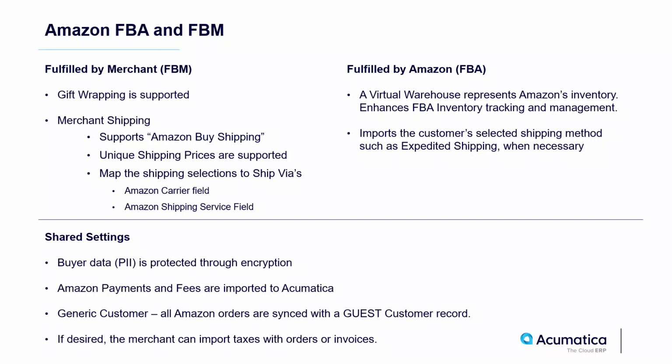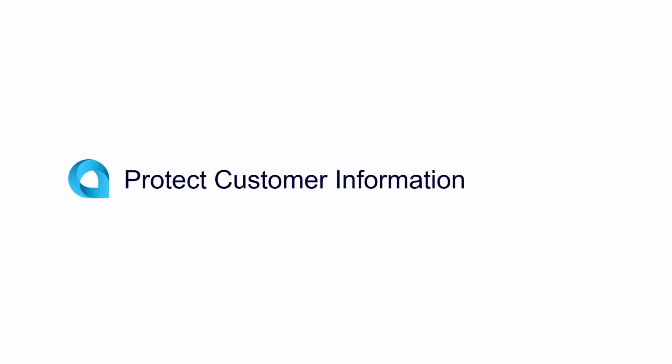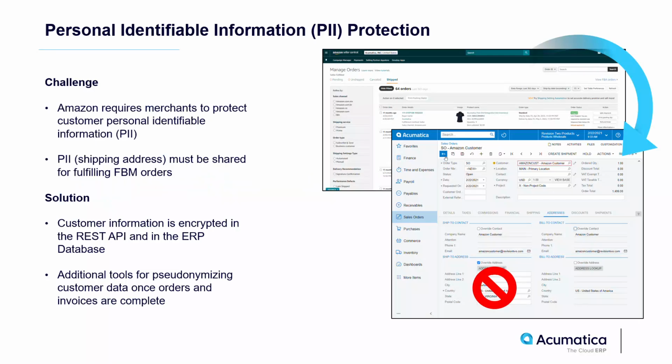Now let's go into detail about protecting customer information. So Amazon's really strict about making sure that their merchants don't store and hold on to customer information. If you're selling FBM items, obviously shipping information is going to come into your system, which is going to give you access to what's called PII, or personal identifiable information. And Amazon only wants you to hold on to that information so that you can print the label and ship the item, ship the box. After that, they expect you to get rid of this information.